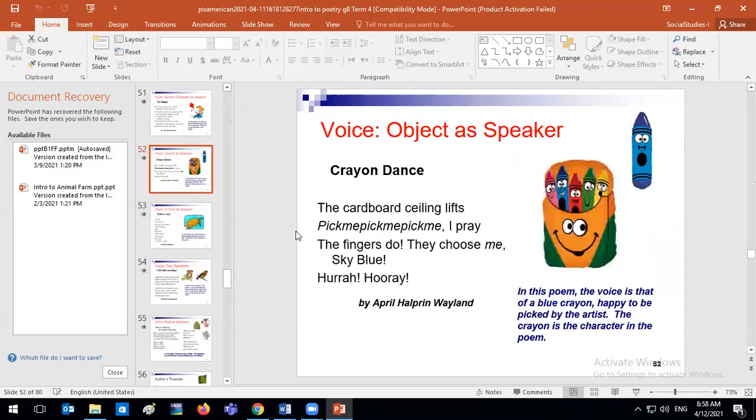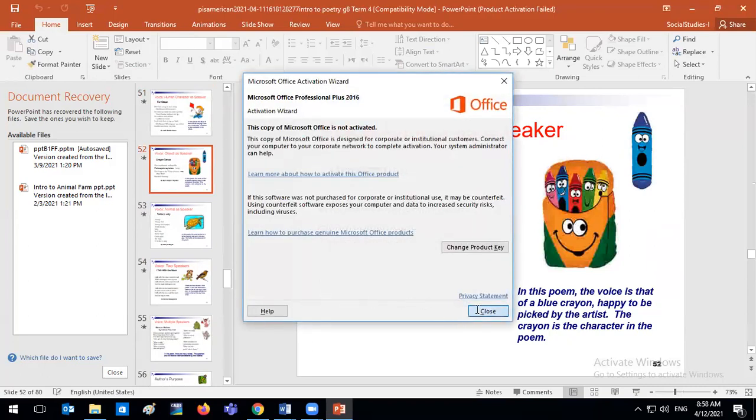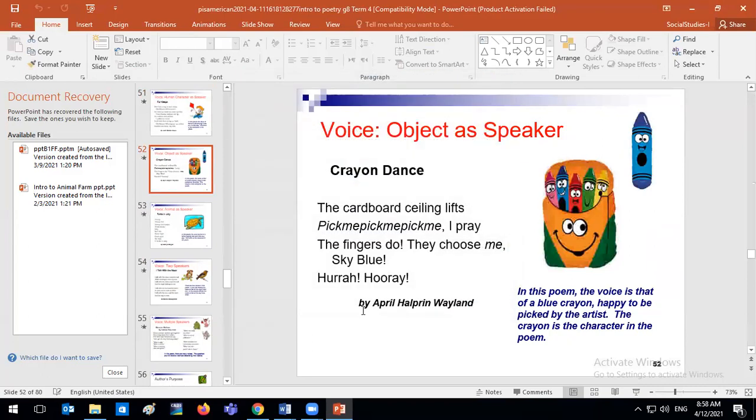If we look at this poem, it says: the cardboard ceiling lifts. Pick me, pick me, pick me, I pray. The fingers do, they choose me, sky blue. Hooray, hooray. So here the speaker is actually a crayon, an actual crayon discussing its excitement about being chosen by the person that's coloring. Once you see that the lid of the box is open, the crayon is excited about being chosen. So the speaker here is an actual crayon.